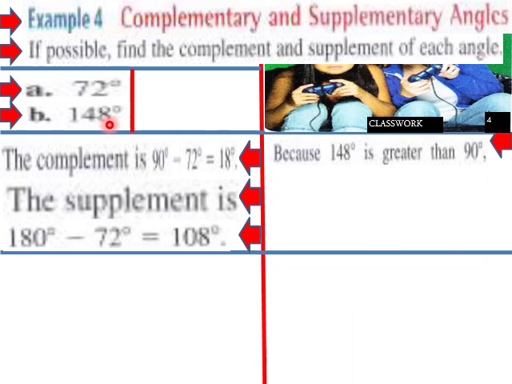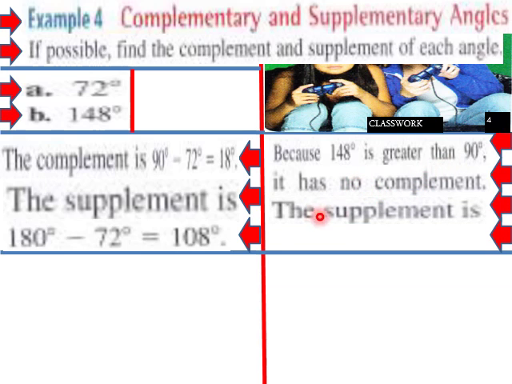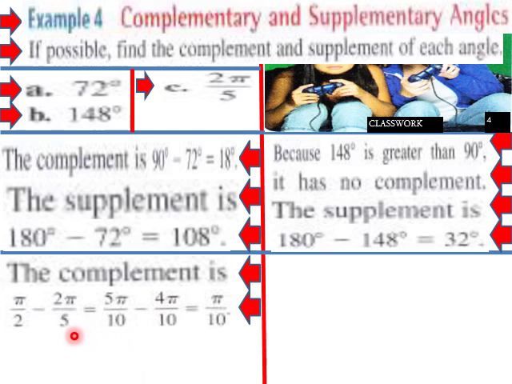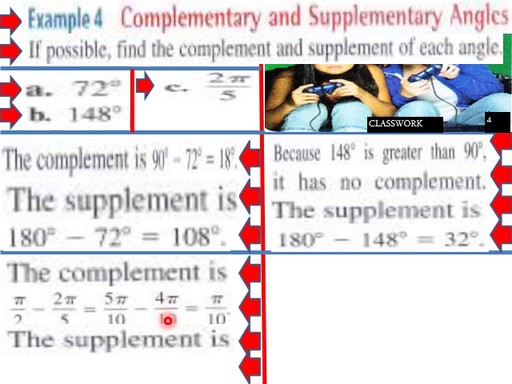And then for B here, 148. So because 148 is greater than 90, there is no complement. But for the supplement, you would subtract 148 from 180, and you would get 32 degrees as your supplement. And then for 2pi/5, the complement is pi/2 minus 2pi/5 would equal 5pi/10 minus 4pi/10 would equal pi/10. So pi/10 would be your complement.